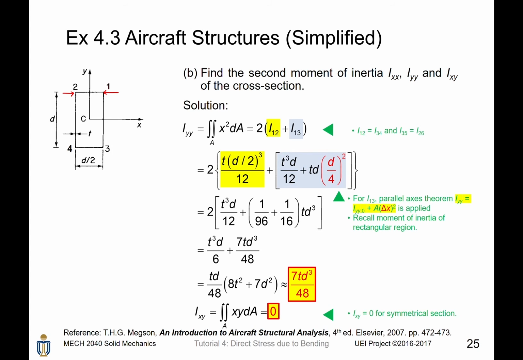However, by the parallel axis theorem, there is another term, which is td times d over 4 squared, where d over 4 is the distance of 1, 3 to the y-axis, as shown here. Reorganizing the terms and simplifying it to get this. Finally, since t is very small in comparison to d, we neglect this term to get Iyy equals 7td cubed divided by 48. For Ixy, it is very simple, since the cross-section is a thin-walled rectangle, which is axially symmetrical. That means the integral of xy dA over the entire region A equals 0 by symmetry.